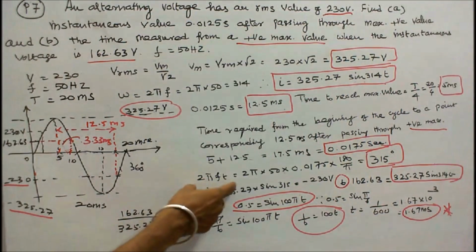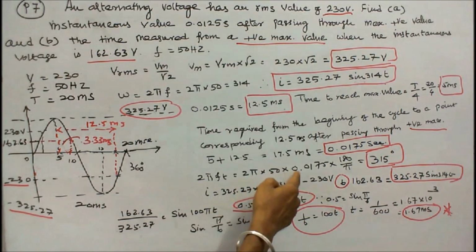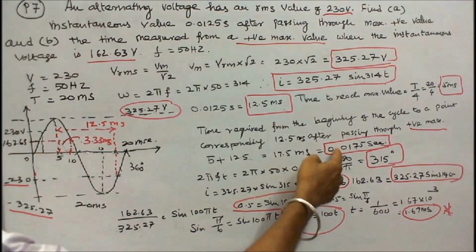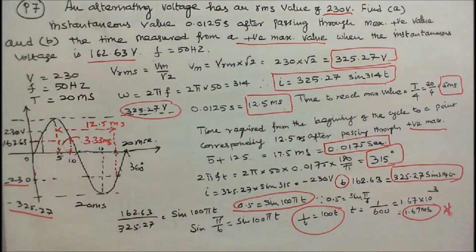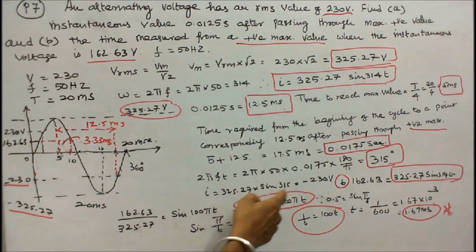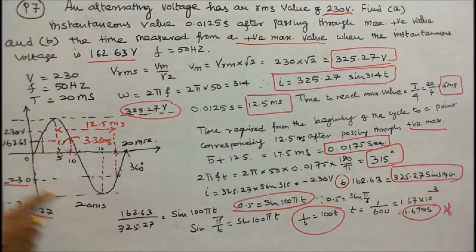So this is in radians, 2 pi f t is in radians. I have to convert into degrees. 2 pi into 50 into 0.0175 into 180 by pi, that is equal to 315 degrees. Once I know the degrees, I can find the instantaneous value. I is equal to 325.27 into sine 315, that is equal to minus 230 volts. This is minus 230 volts.